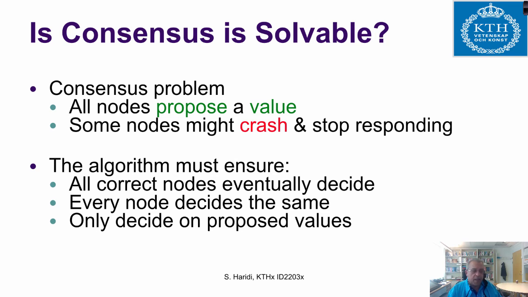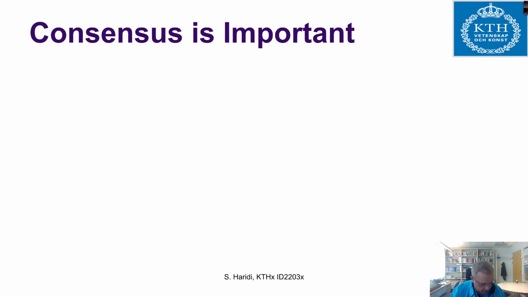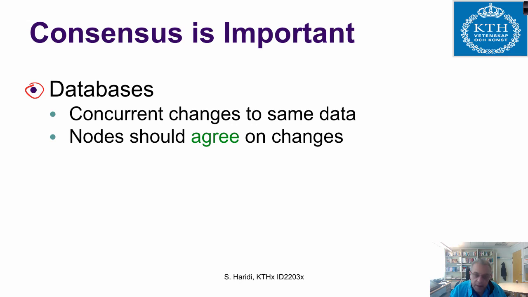One issue here we want to say is that consensus is a very important problem. In fact, it is used in databases. Assume distributed databases, where different transactions try to make changes to the same data set. In databases, if you are running transactions, you have to do them one after the other. So all nodes have to agree serially on the changes that the different transactions have committed to do.